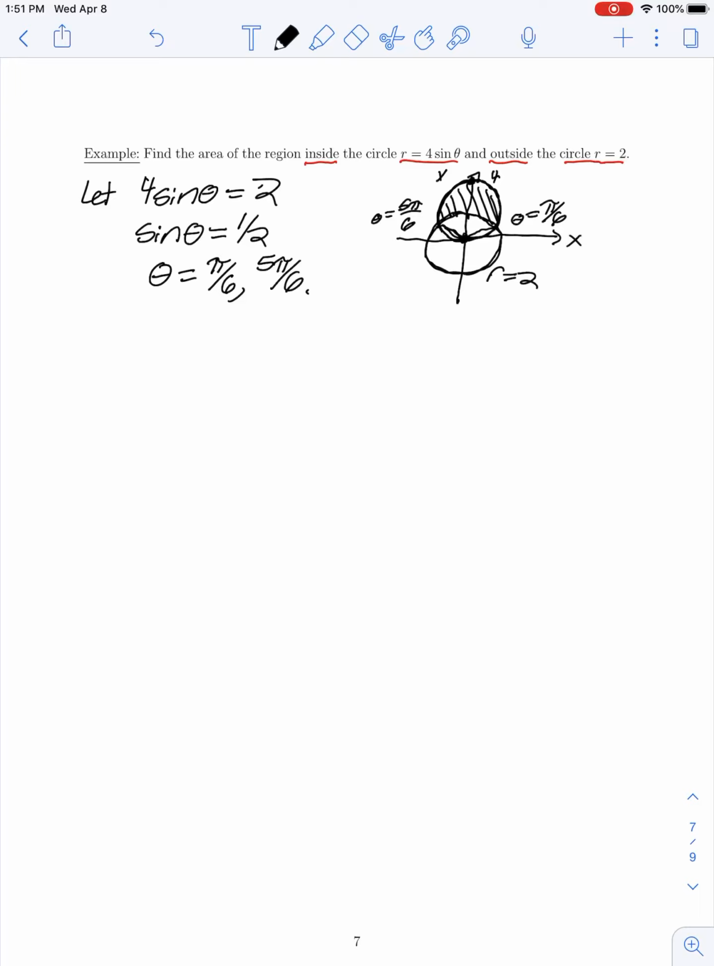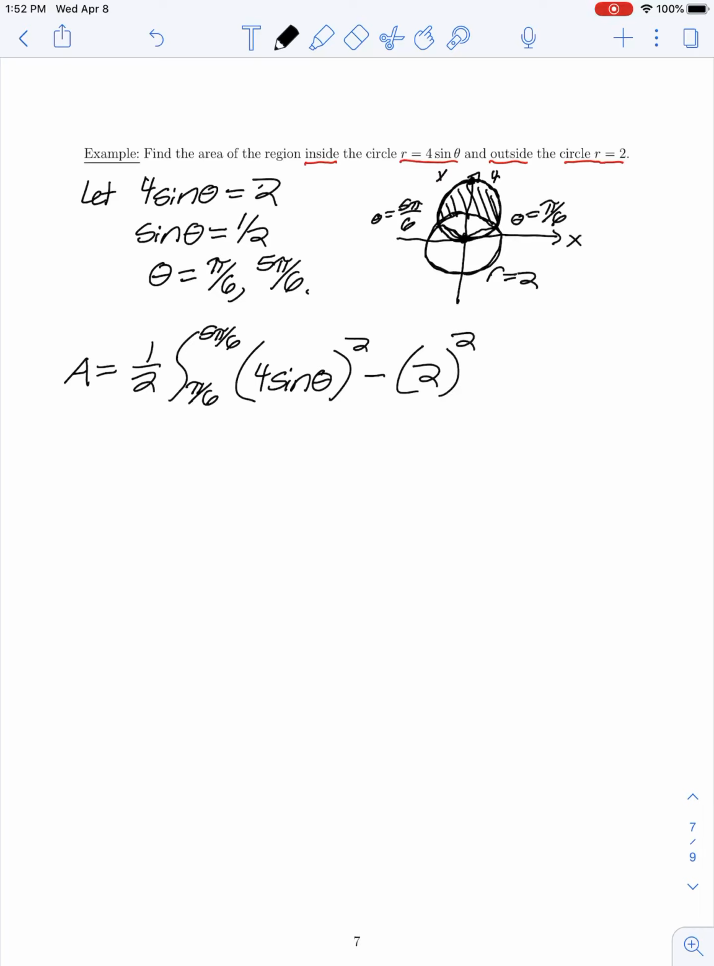So to find our area for this region, we're going to take the area that lies inside of that first circle, which we would find by evaluating 1/2 the integral from pi over 6 to 5 pi over 6, the outer function, or the outer curve, which was given by 4 sine of theta squared, and then we subtract the area that lies inside of the circle of radius 2, which we would find by taking half the integral over the same interval of our inner curve, or inner circle, which was r equals 2 squared, and then we integrate with respect to theta.